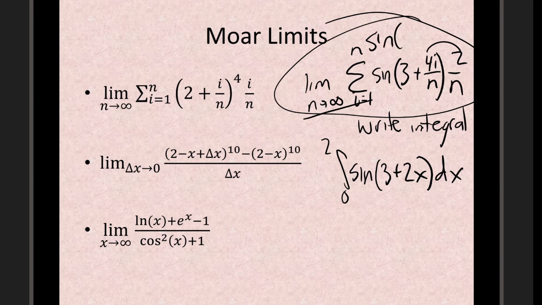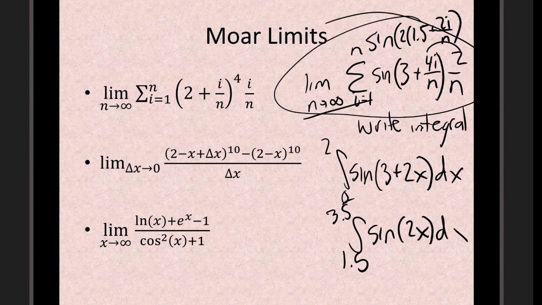So you can rewrite this as sine of 2 times 1.5 plus 2i over n, and then you could do this as the integral from 1.5 to 3.5 of sine of 2x dx. I think this is legit. I think you're allowed to do this. I don't think any of the other ways work. I think a lot of people may have been baited into doing the integral from 3 to 5 of sine of something, but this isn't consistent and doesn't keep the inside consistent. And so you can't walk this direction.